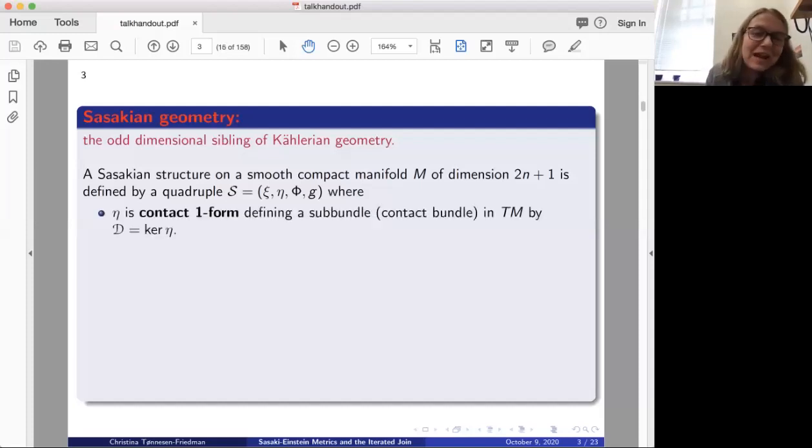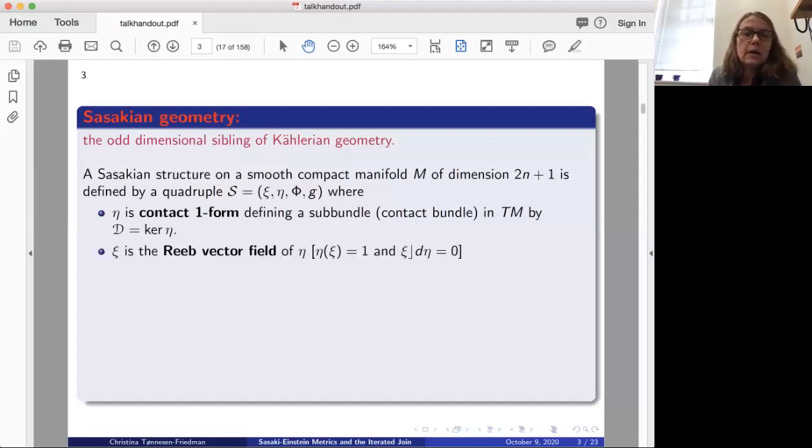All right, so this is just what I just said, but a little slower. Eta is a contact one-form defining a sub-bundle. The kernel of that is the contact bundle in the tangent bundle. Psi is the Reeb vector field of eta, and here in parentheses are the conditions for being this Reeb vector field, and that is unique.